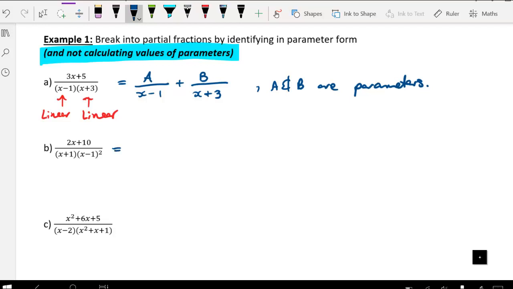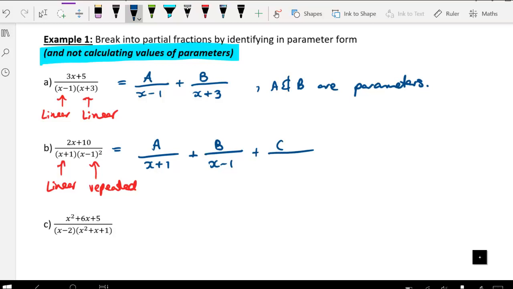For this second one, we can see that we've got a linear, and this one is a repeated. So with a linear, it's nice and simple. It's just going to be a over x plus 1. But with the repeated term, we need to have two parts of it. So first of all is just b over the linear factor, and then c over the repeated factor. So we've got our linear, which broke into a over x plus 1, and then a repeated, which broke into b over x minus 1 and c over x minus 1 squared.